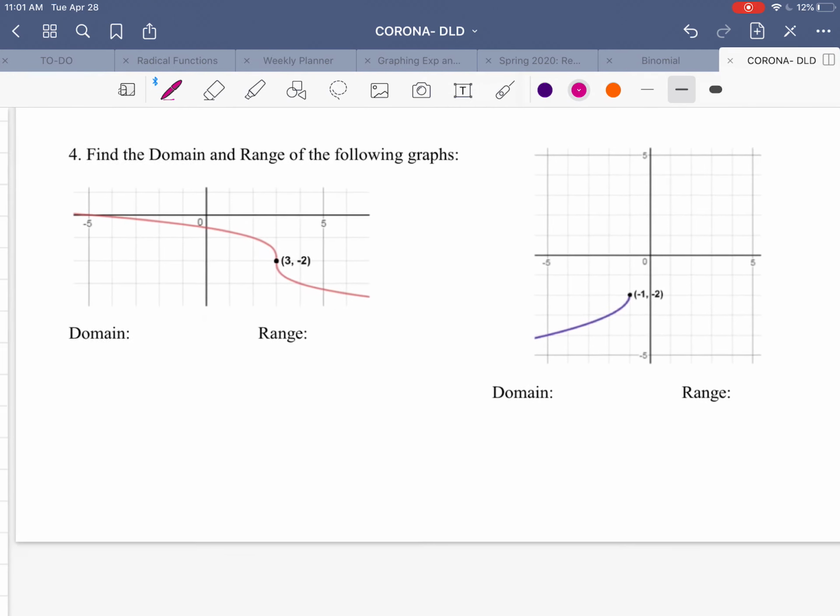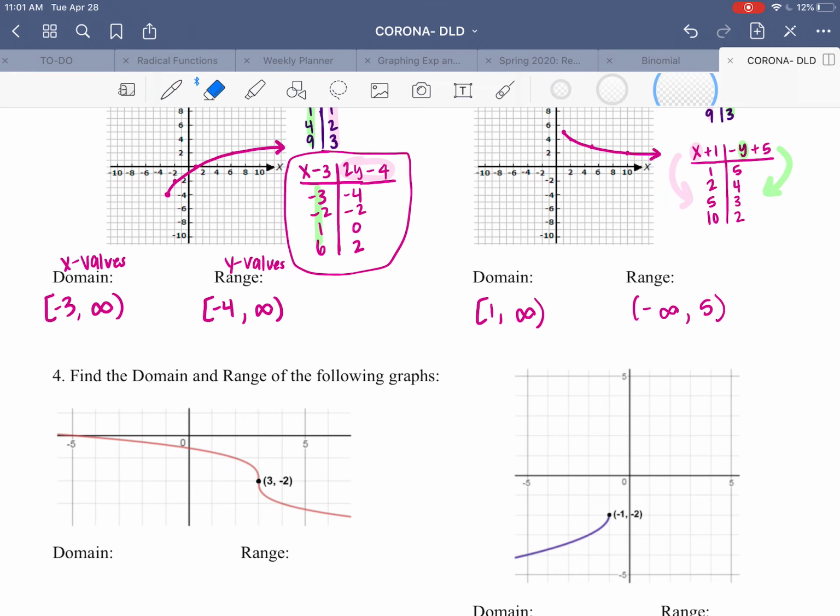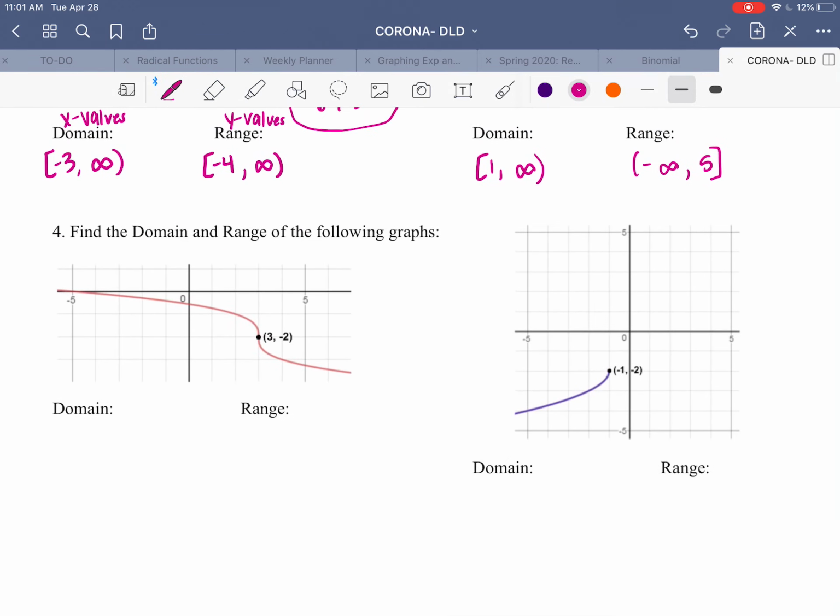Okay, so for 4, we're just finding the domain and range of graphs. Oh, sorry, this should be a bracket. Sorry about that. So, moving on to domain and range of number 4.